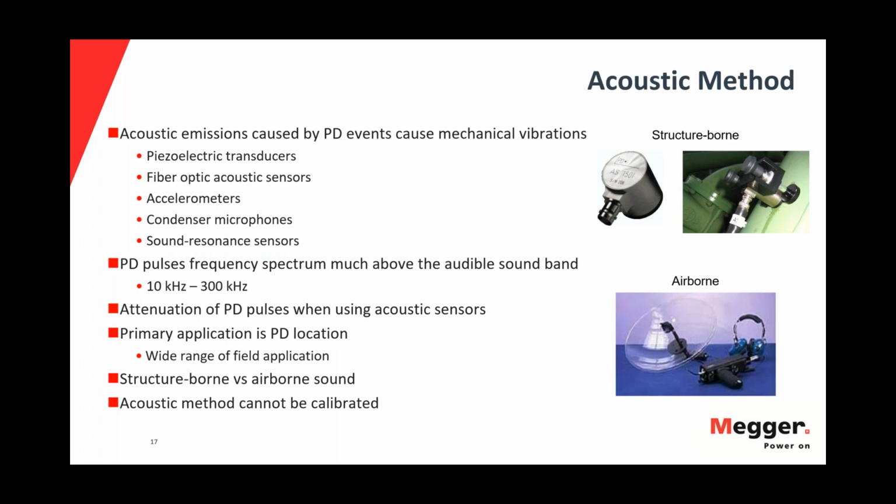of the PD. There are two types: structure-borne or airborne. Airborne means you use an antenna like a parabolic antenna with a laser pointer directed outdoors to a specific area, like a surge arrestor, and measure the acoustic signal caused by PD. Or structure-borne, where the acoustic travels through the transformer, for example, and propagates through various paths, whether reflected or direct, and then it can be sensed on the outer structure of the power transformer. Again, the acoustic method cannot be calibrated.